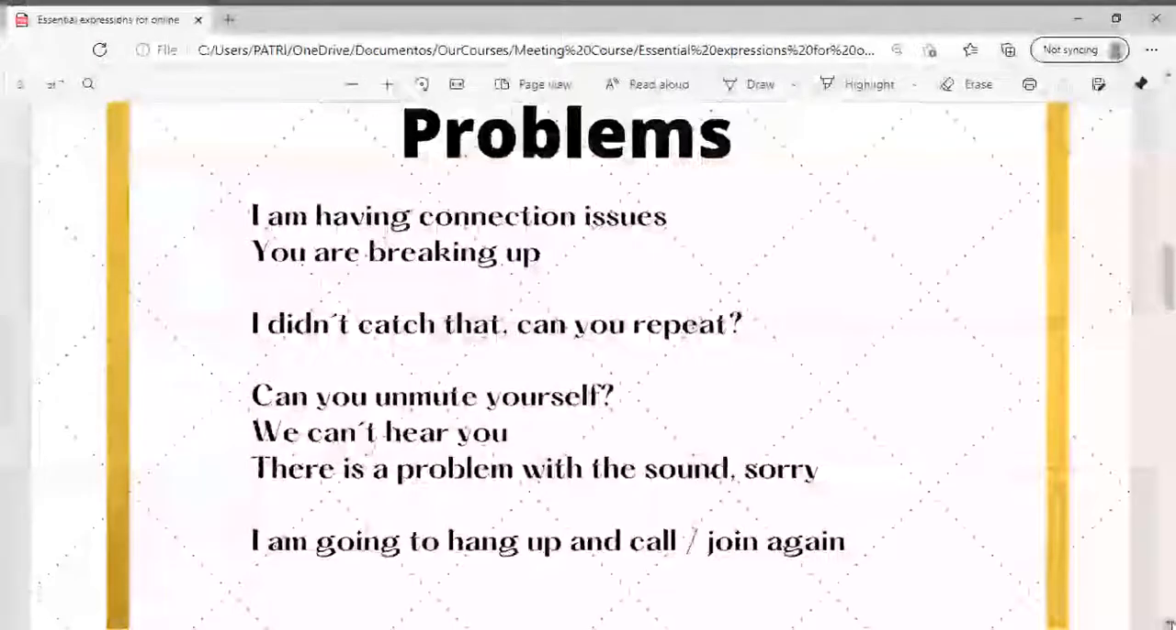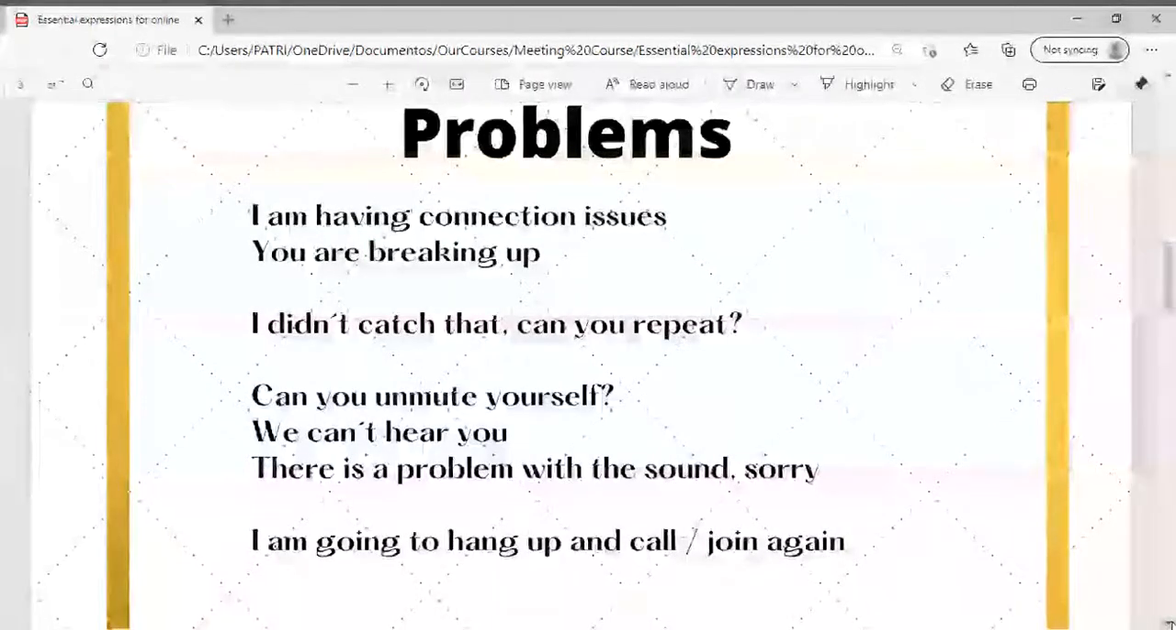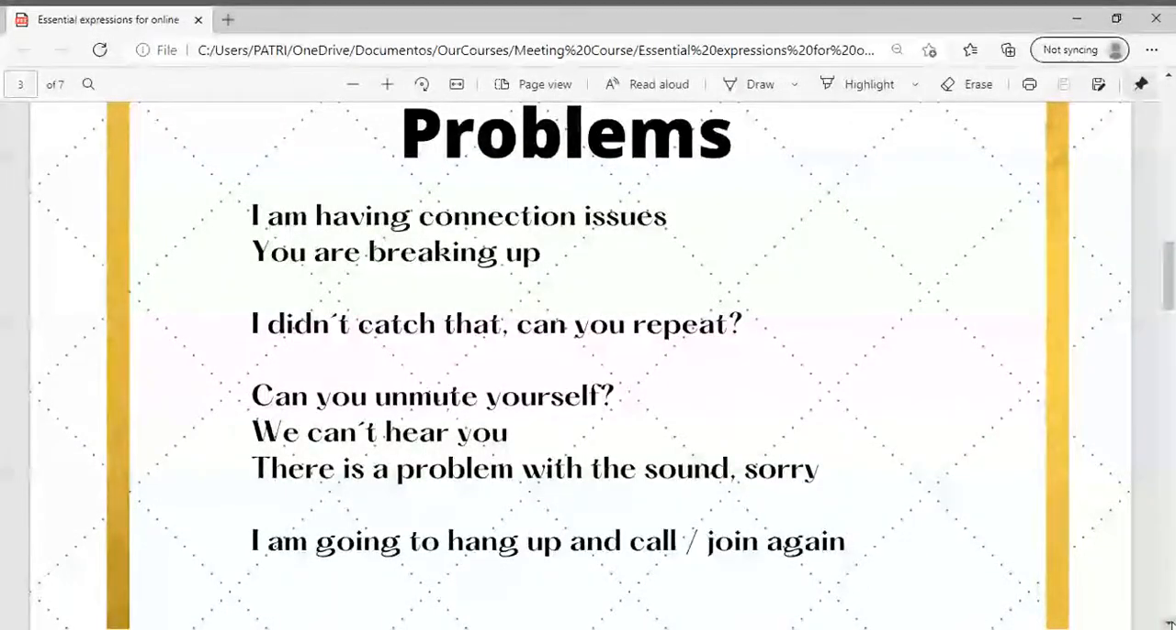The next one, can you unmute yourself? So maybe someone is talking and they don't realize that they're on mute. So you need to remind them, to tell them, can you unmute yourself? Okay, we can't hear you. There is a problem with the sound, sorry. So there is a problem with the sound. And then sometimes you can't solve the problem during the call, so you need to stop the call and start again. I'm going to hang up and call again, or I'm going to hang up, leave the meeting, and start again, call again, or join again, to join the meeting or to call the meeting, okay? So you can say, I'm going to hang up and call again, okay?